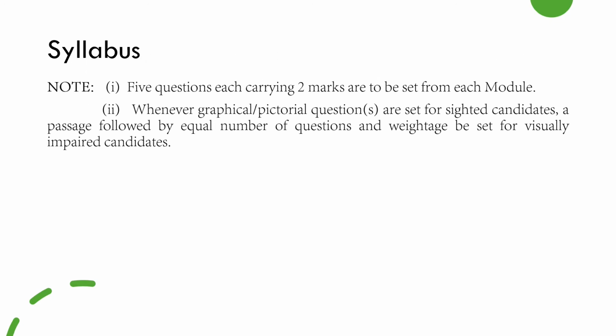Five questions, each carrying 2 marks, are to be set from each module which has been discussed in the slides above. Whenever graphical or pictorial questions are set for sighted candidates, a passage followed by an equal number of questions and weightage be set for visually impaired candidates.